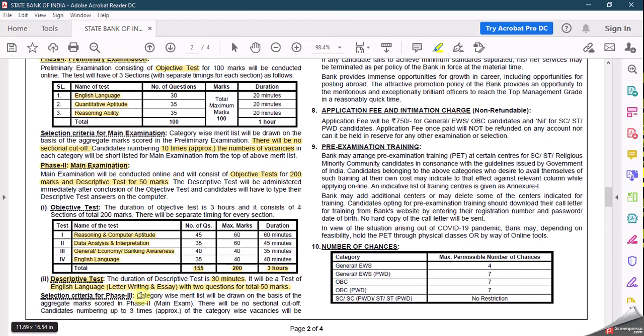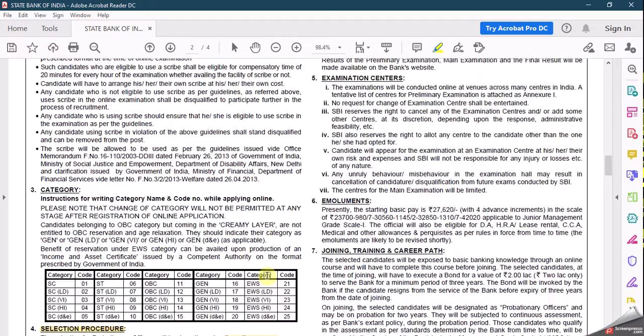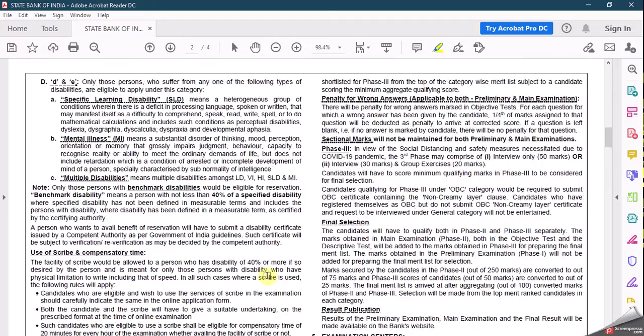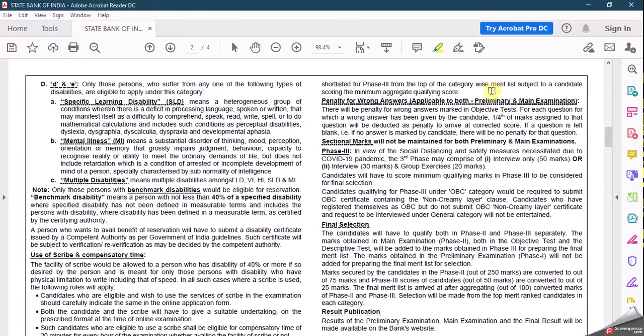Now what is the selection criteria? Again they will draw a merit list category-wise on the basis of marks you score in this phase 2 main examination, and similarly to prelims there is no sectional cutoff here also. Candidates numbering up to 3 times the category-wise vacancy will be shortlisted for the interview phase, that is phase 3. As you can see, they are written here.